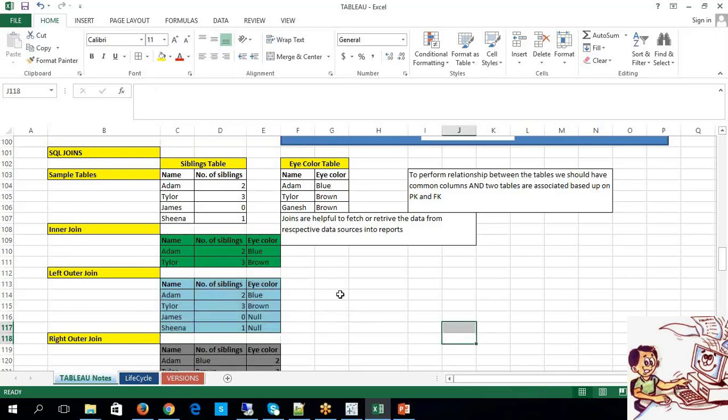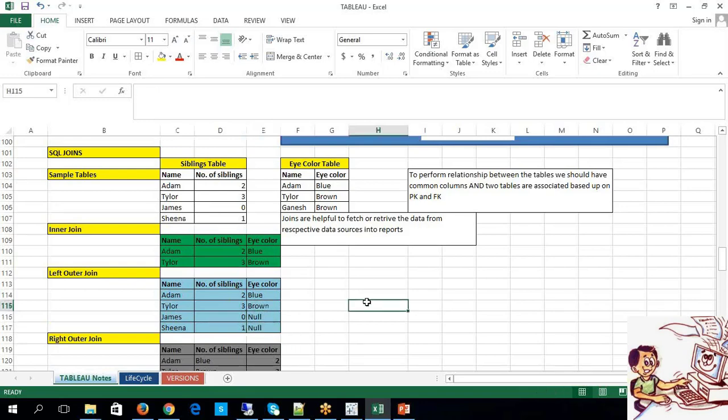Now look at this. What is the left side table here? Siblings. So you have all the fields from the siblings table. Then common values. What are the common values? Adam and Tyler are the column values between the two tables, right? So that is the reason it is giving two eye colors. But for James and Sheena, look at this. You don't have common values in the right side table, that is nothing but the eye color table. So that is the reason it is giving null values.